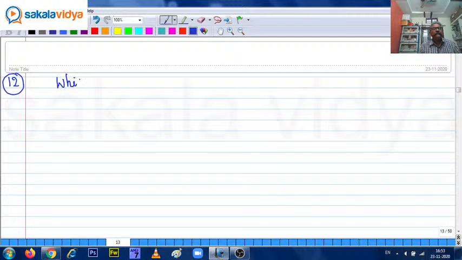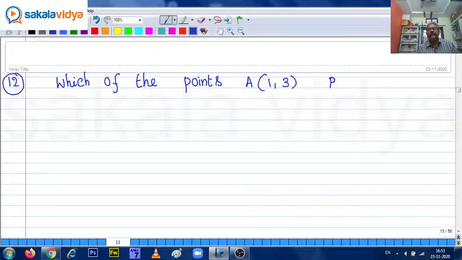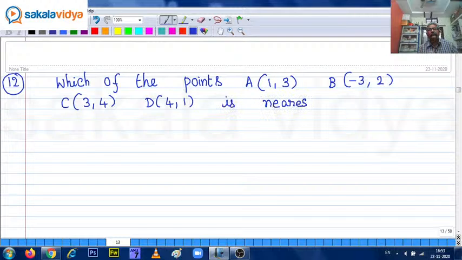Which of the points A (1, 3), B (-3, 2), C (3, 4), D (4, 1) is nearest or farthest? Nearest.